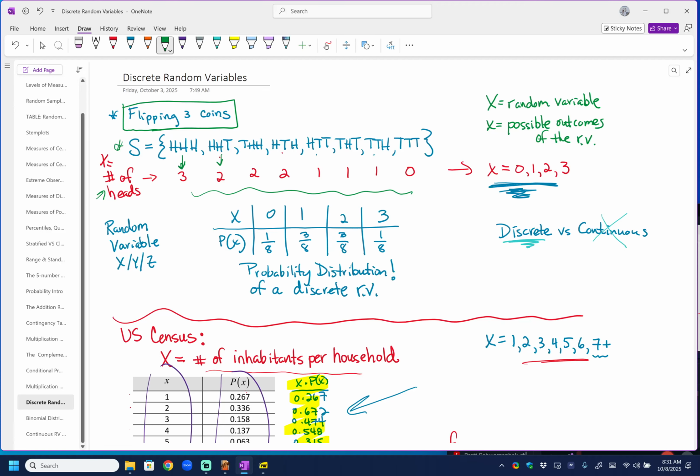Also note that we were able to create a probability distribution table from the results because of the fact that the numbers were countable. We could just put them in the table and determine what the probability is in terms of how often these actually occurred.